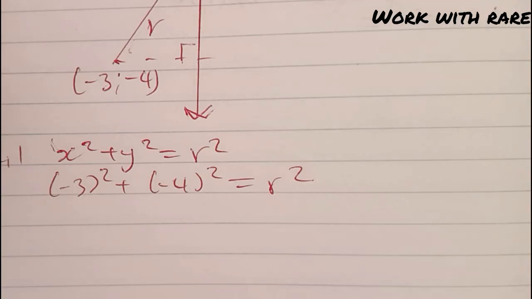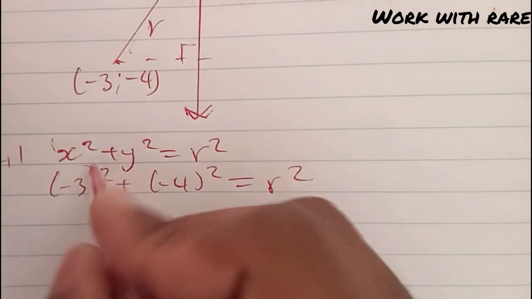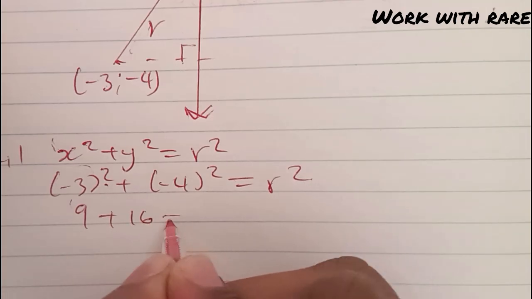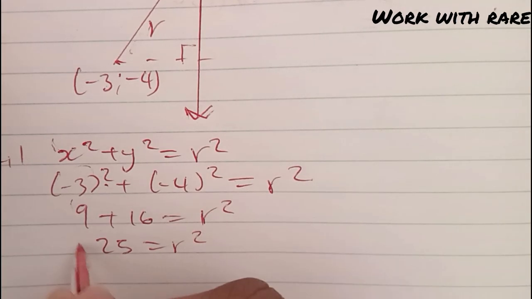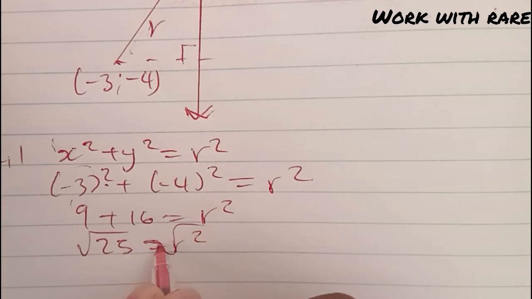It's not possible. I hope you all know it. So this will give us 9 plus 16, which is r squared, and if we add them, we'll get 25 r squared. Then from here, we divide both sides by 5.